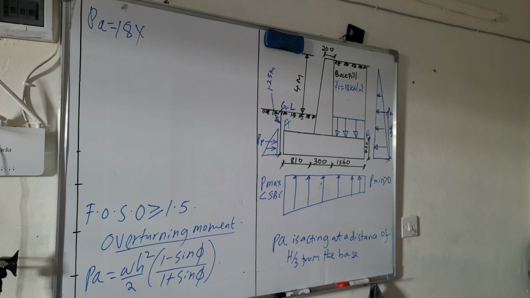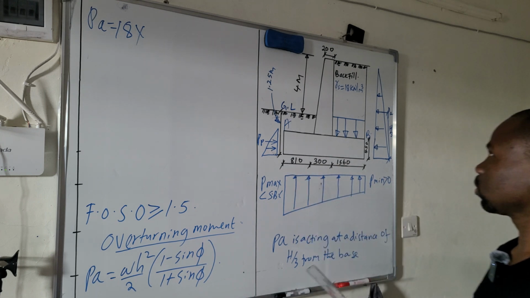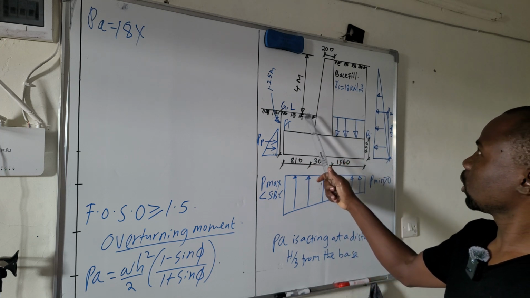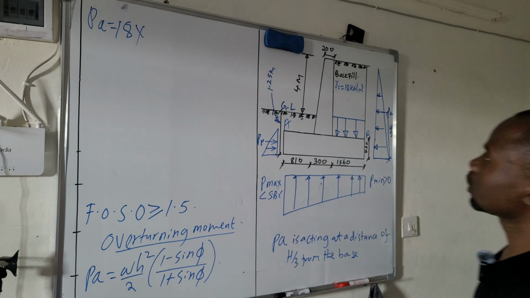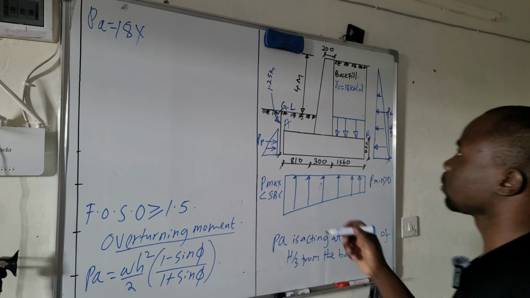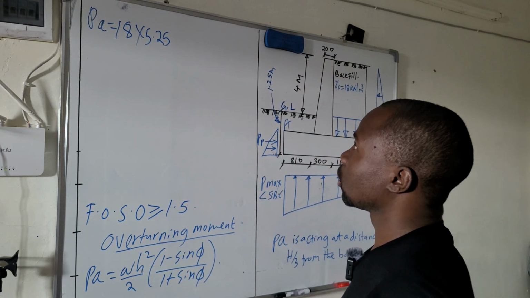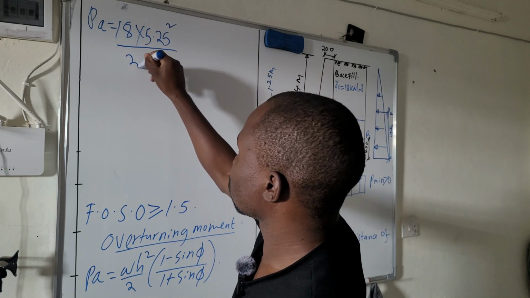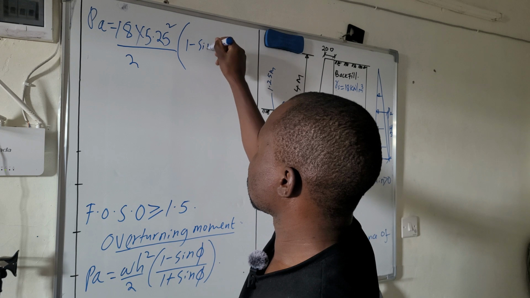And since you have not been given it, you will take this distance from here to the ground level, which is 1.25. Then you add from ground level to the top of the retaining wall, which is 4 meters. So it will be 4 meters plus 1.25, which is 5.25. And then you square, over 2, into bracket 1 minus sine.